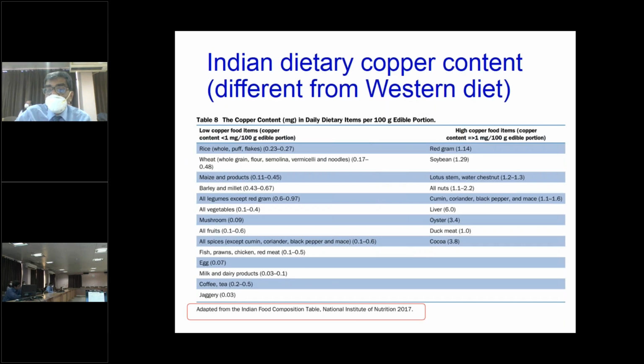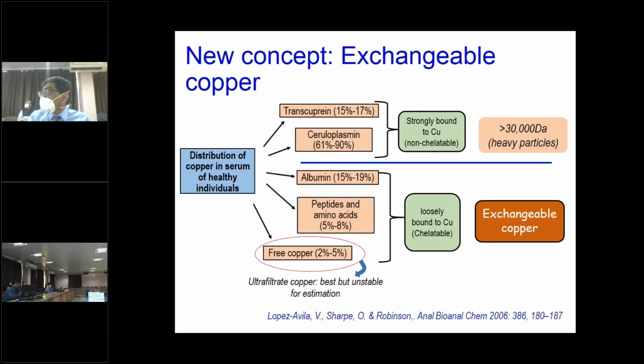The other good thing about this paper is that we've realized from the National Institute of Nutrition that the copper content in the Indian diet is not as high as that of the West. So even our red meat as well as the legumes, except for the red gram, do not contain very high copper. But obviously there are no formal studies in India to look at the same, so it's premature to talk about it. But there are items which have low copper content and some which have high copper content.